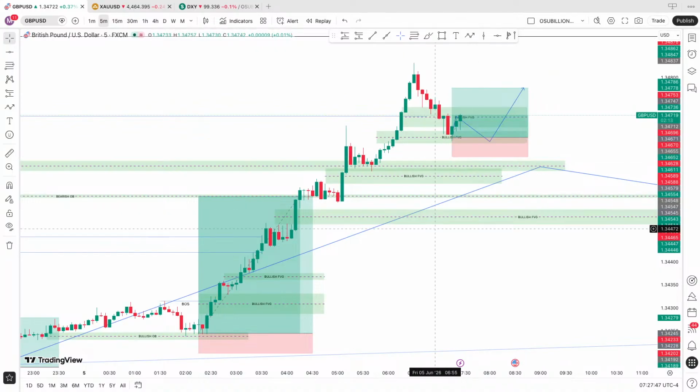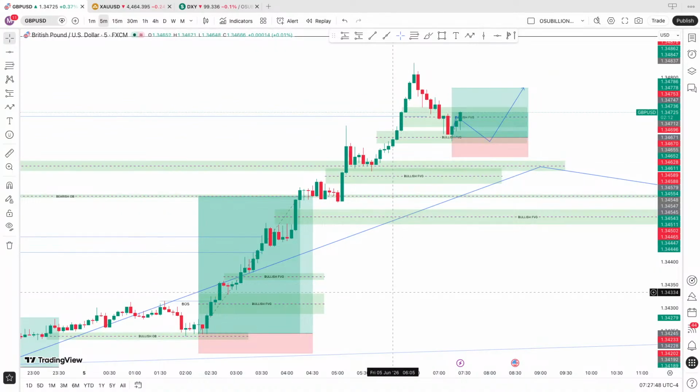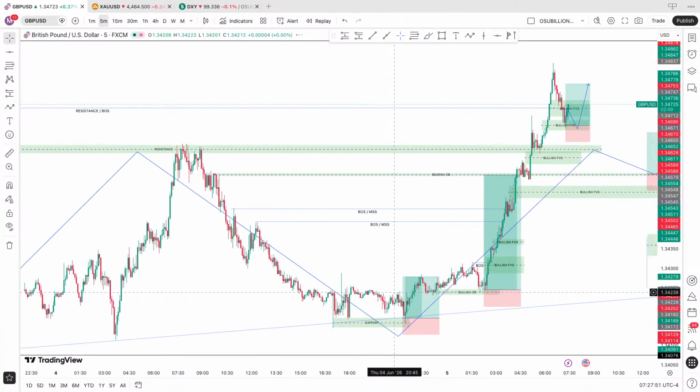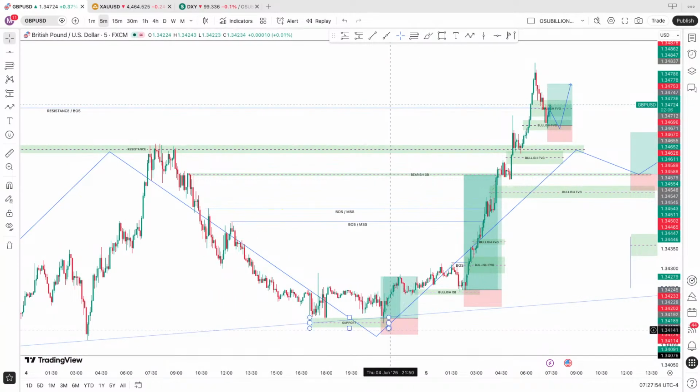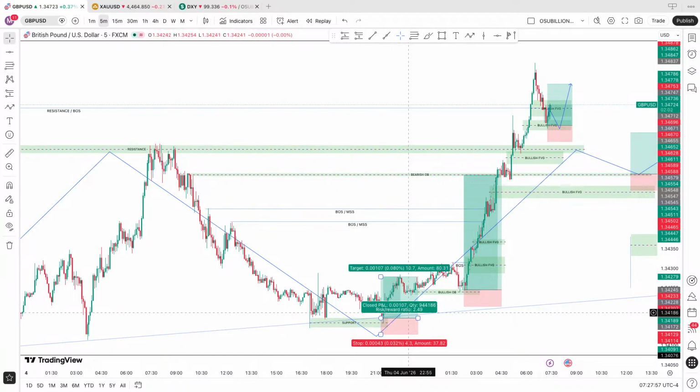One of the things that I have studied over time is the fact that we had a normal 1 is to 2.5 risk to reward ratio. That's risk to reward, not reward to risk. So the 1 is for the risk, and then the 2.5 is for the reward.